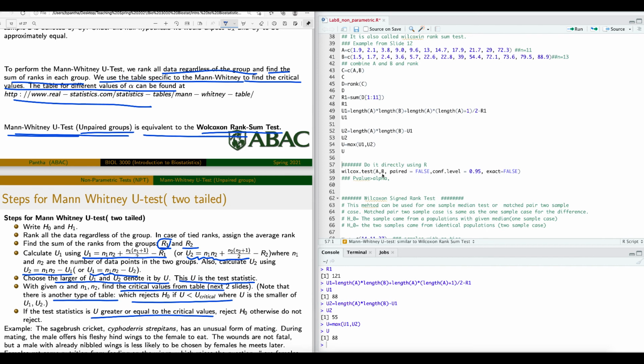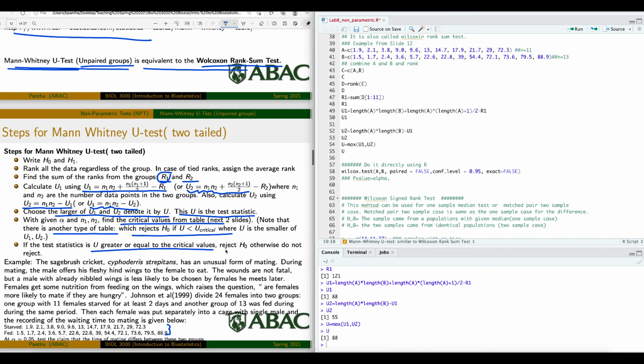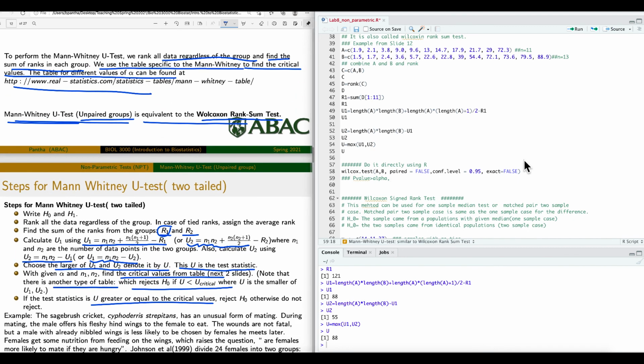wilcox.test, and then A is the first sample, B is the second sample, paired is false. It is not a paired one. The confidence level is 0.95 because alpha is not given, meaning you take 0.05. And then exact equals false. We keep exact equals false. And look at this. What do we get?